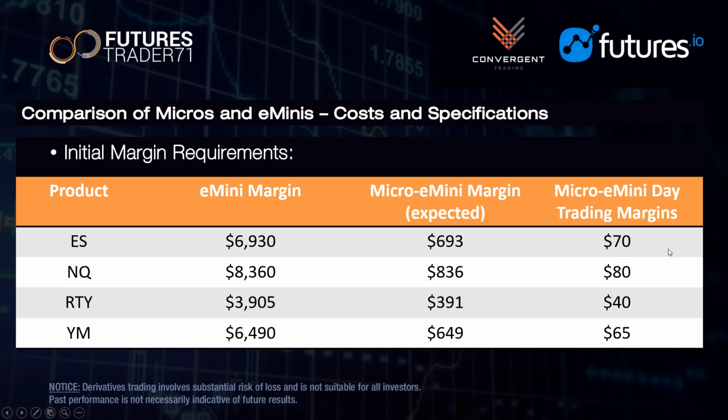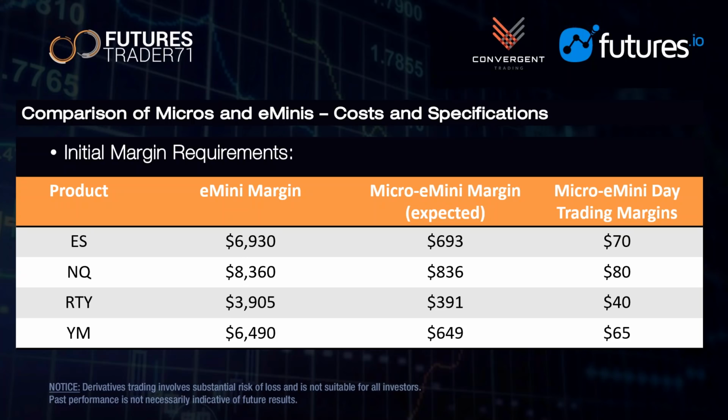And the day margin, some clearing firms have already released the day margin for these products, but this is the expected day margin as it stands right now. It's expected to be at about 10% of the initial margin. So $70 for the ES per contract, $80 for NQ, $40 for RTY, and $65 for the YM. Others have published $50 and $40 and $25, but I don't recommend trading them at that lower rate.